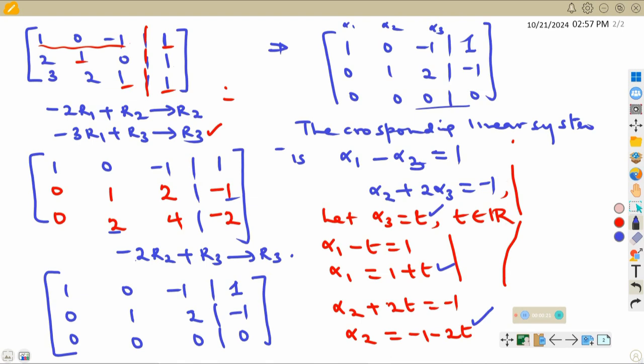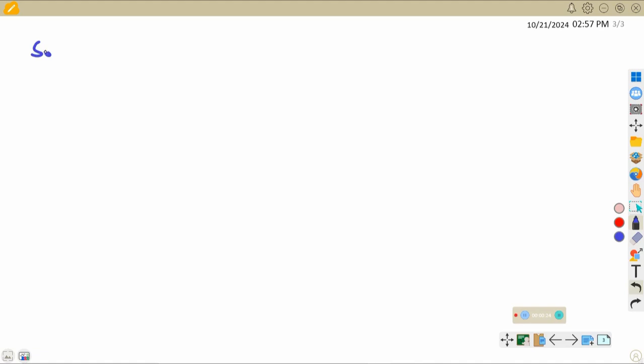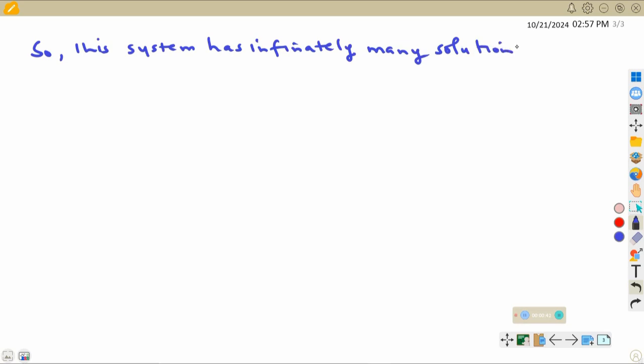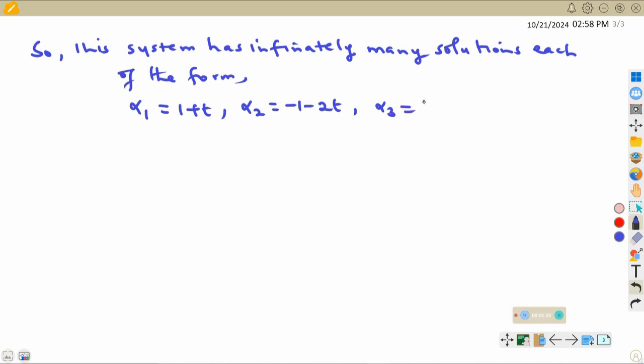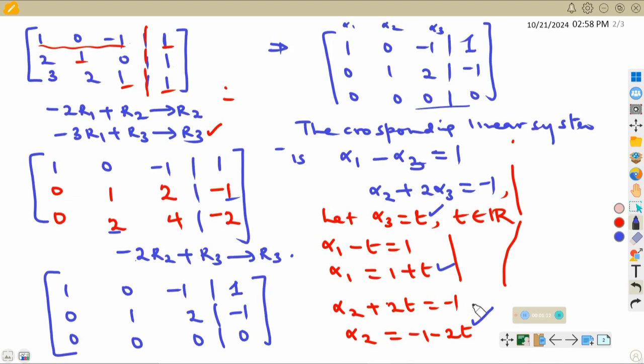So this implies that this system has infinitely many solutions, each of the form we have clearly seen that alpha 1 is same as 1 plus t, alpha 2 is same as negative 1 minus 2t, and alpha 3 is same as t. That is what we have so far done.